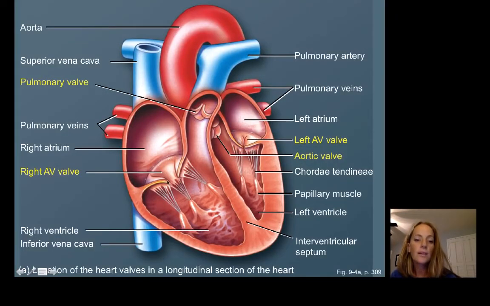So let's look a little closer at the valves here. Between the right atria and the right ventricle, this here is your right AV valve, or your tricuspid valve, and it's called the tricuspid because it does have three little flaps when you look at it from the top-down view. Here's the chordae tendineae that are attached to the valve and then attached to the papillary muscles.